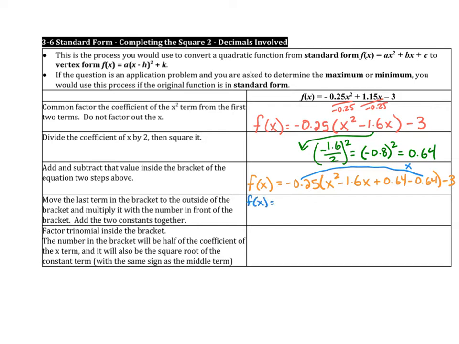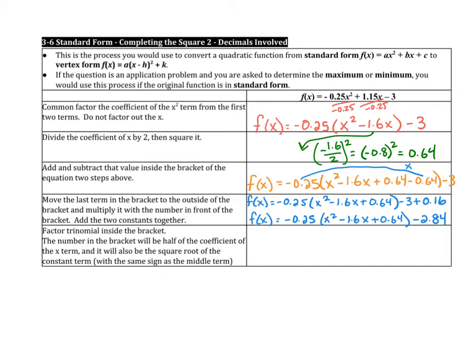So what you've got here, the negative 0.25 stays on the outside. The x squared minus 1.6x plus 0.64 stays on the inside of the bracket, and that becomes the trinomial that you'll factor. Negative 0.25 times negative 0.64 becomes 0.16, which will get added to the negative 3. And that would give you negative 2.84.